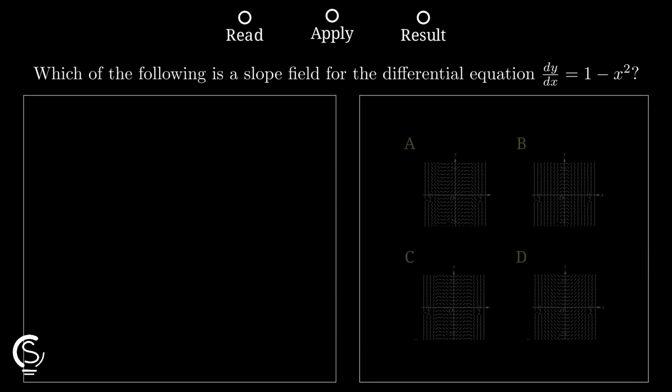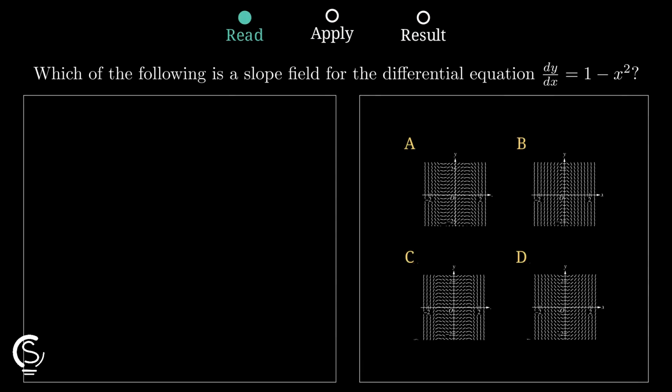First, notice that our derivative depends only on the variable x. This means that for any specific x value, the slope must be identical all the way up and down the column.